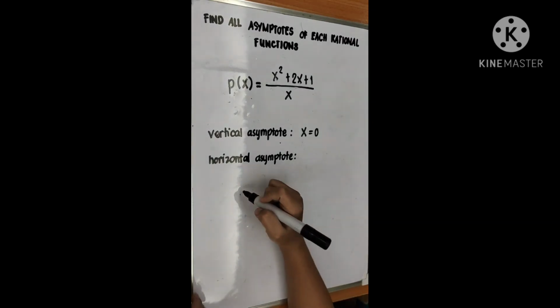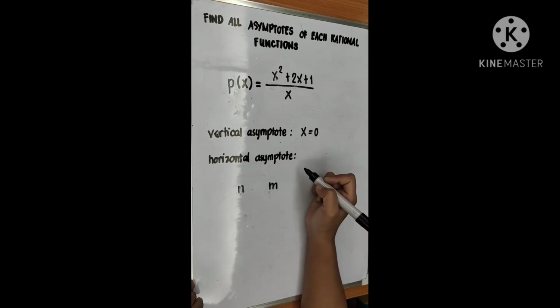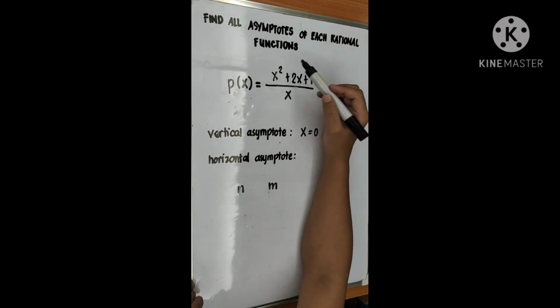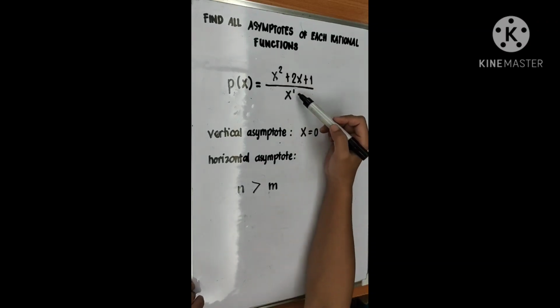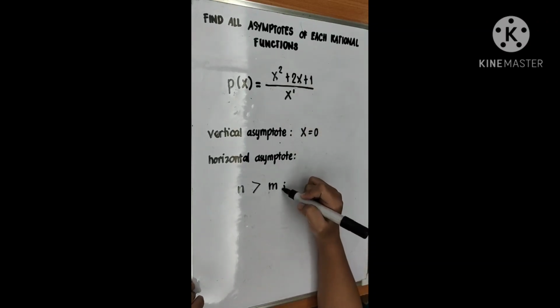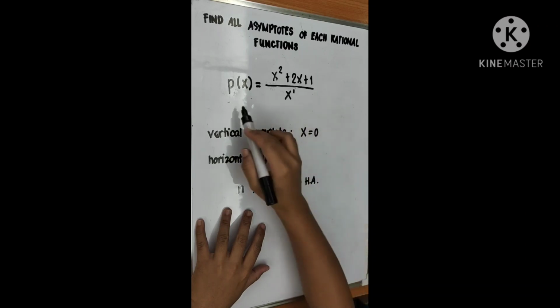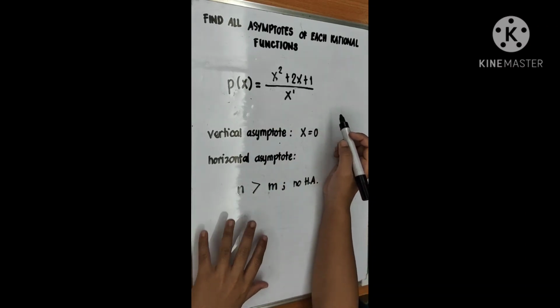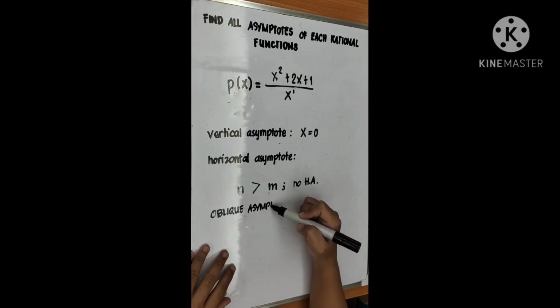Let's say n is the degree of our numerator and m is the degree of our denominator. The degree of our numerator here is 2, and for our denominator we have 1. And therefore, n is greater than m because 2 is greater than 1. It follows that if we have this condition, we have no horizontal asymptote for this rational function. Instead, we will have an oblique asymptote.